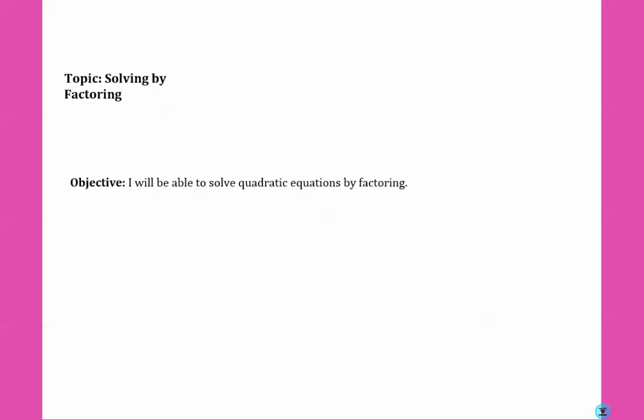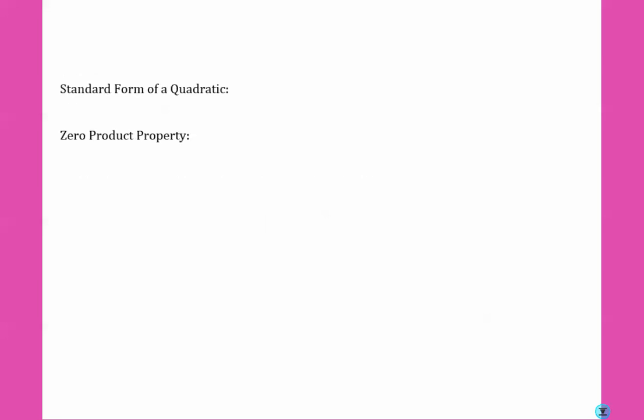Today we're going to be solving by factoring, and our objective is that we will be able to solve quadratic equations by factoring. So to review, the standard form of a quadratic is ax squared plus bx plus c, and it always has to equal 0. This is very important, this part right here, for what we're doing today.